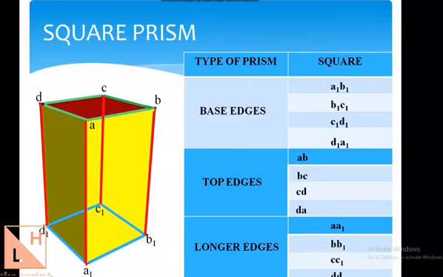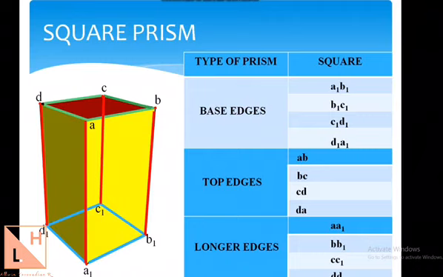So here I have differentiated it by simply putting a subscript of 1 for base edges, and for top edges there is no subscript or superscript. So these are the edges that you will find in a square prism. So that is all about prism.